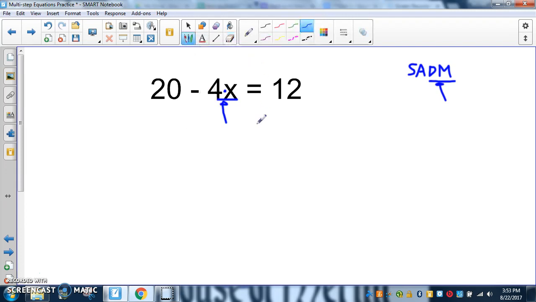And the answer to that question is one of two things. You could choose to add to get rid of this minus, but that means you're adding 4x. I'm going to assume most of you don't want to do that. Instead, consider canceling out the 20.